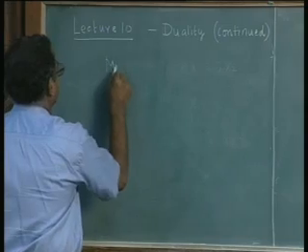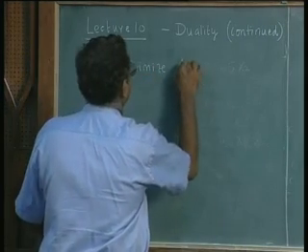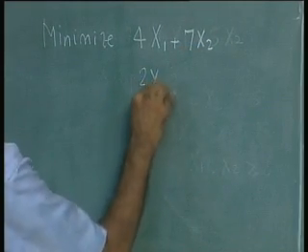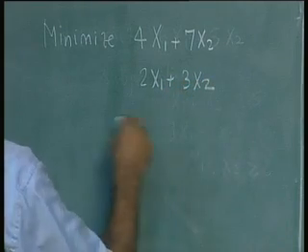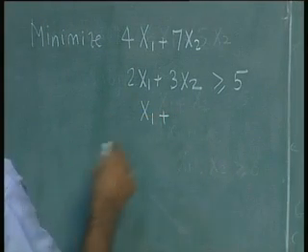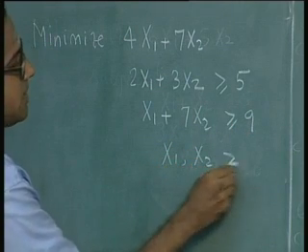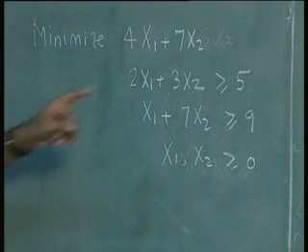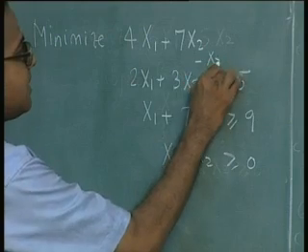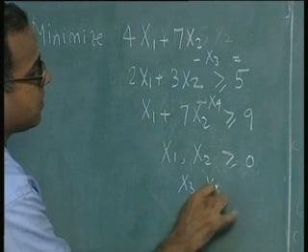We take an example: minimize 4x1 plus 7x2 subject to 2x1 plus 3x2 greater than or equal to 5, x1 plus 7x2 greater than or equal to 9, x1, x2 greater than or equal to 0. Now we add slack variables, because of the greater than or equal to we have negative slack, so we have minus x3 equal to 5, minus x4 equal to 9, x3, x4 greater than or equal to 0.